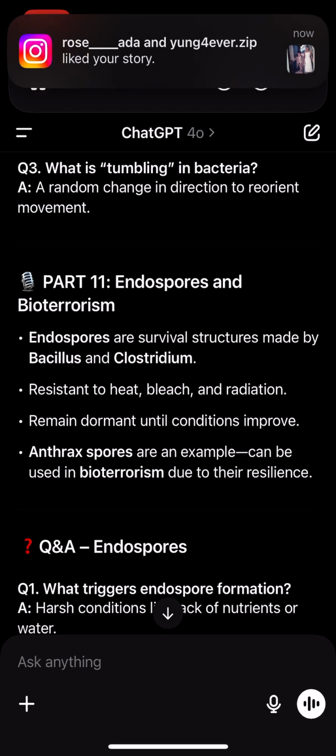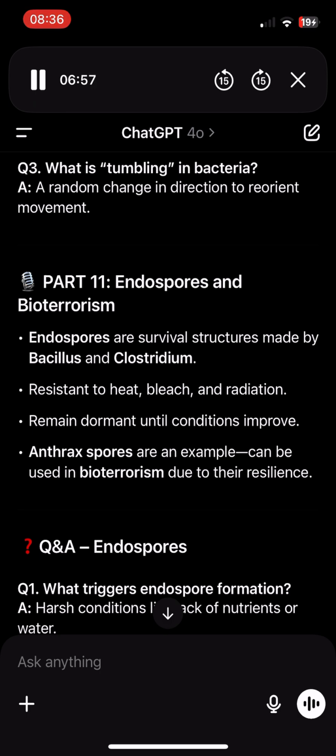Part 11. Endospores and bioterrorism. Endospores are survival structures made by Bacillus and Clostridium, resistant to heat, bleach, and radiation, and remain dormant until conditions improve. Anthrax spores are an example, and can be used in bioterrorism due to their resilience.